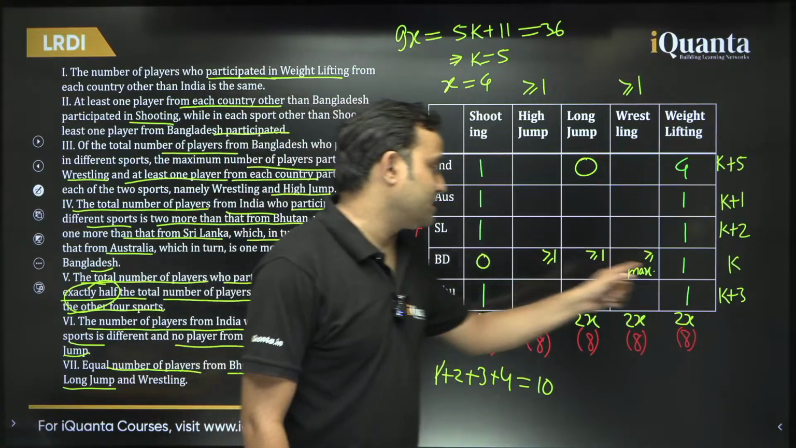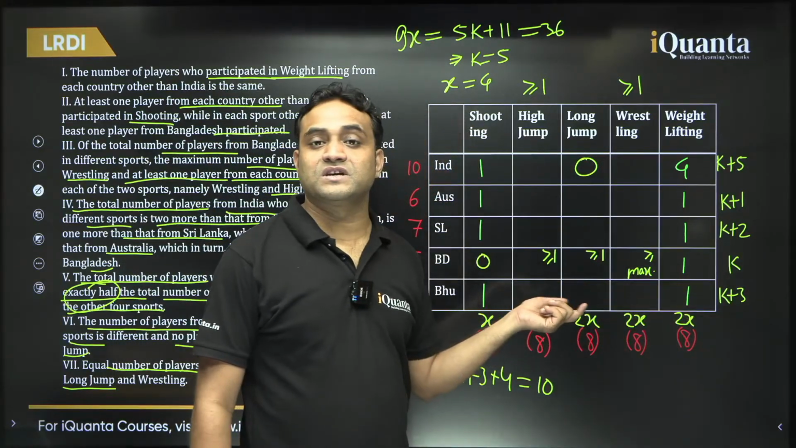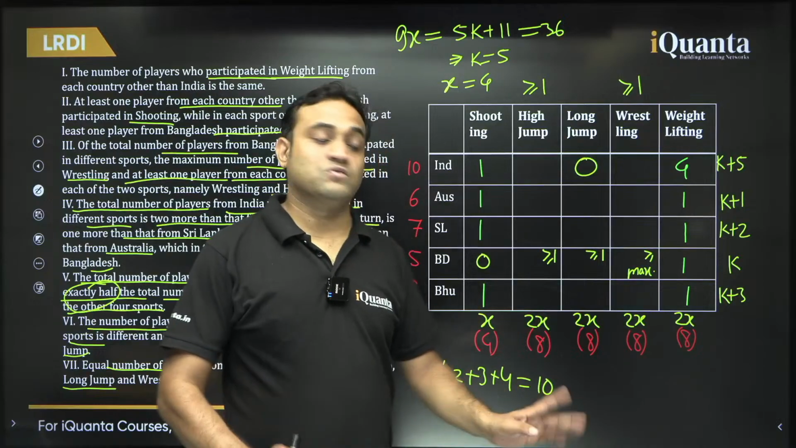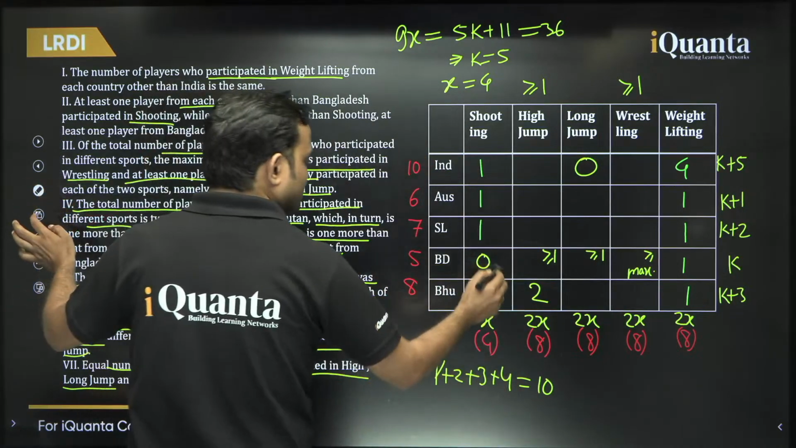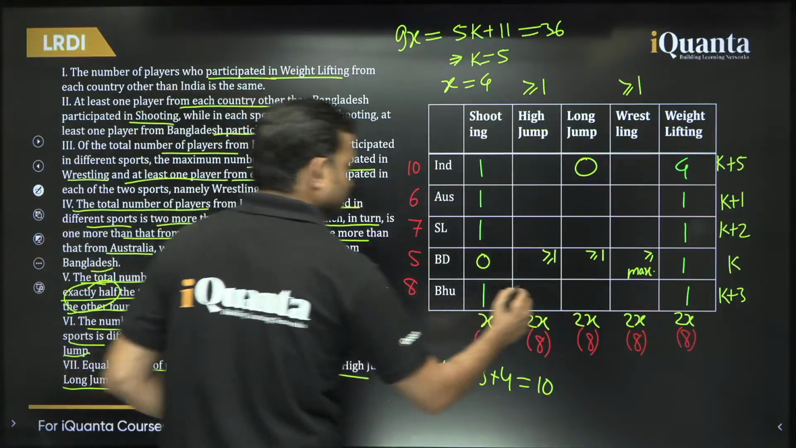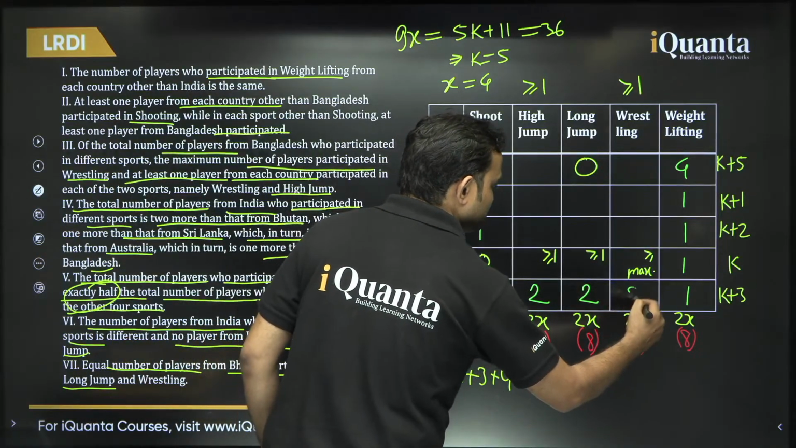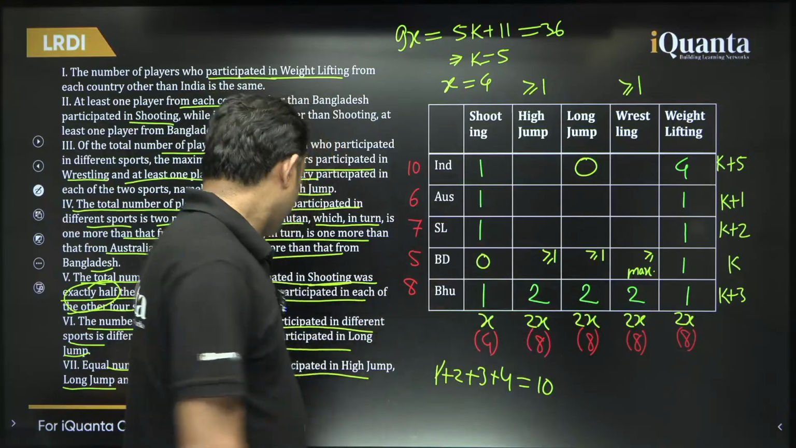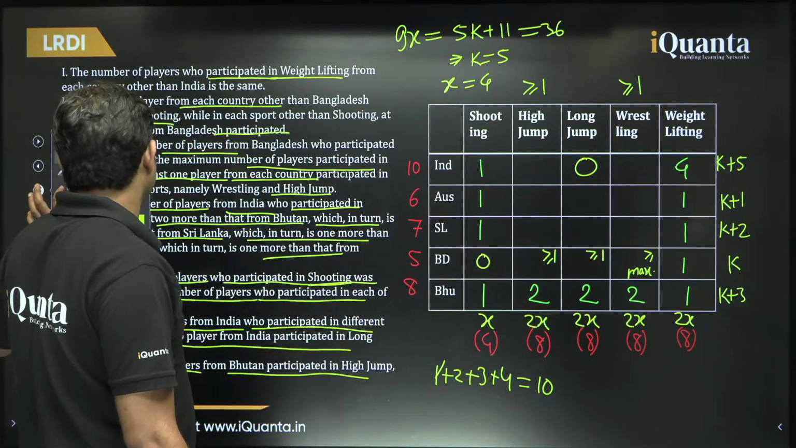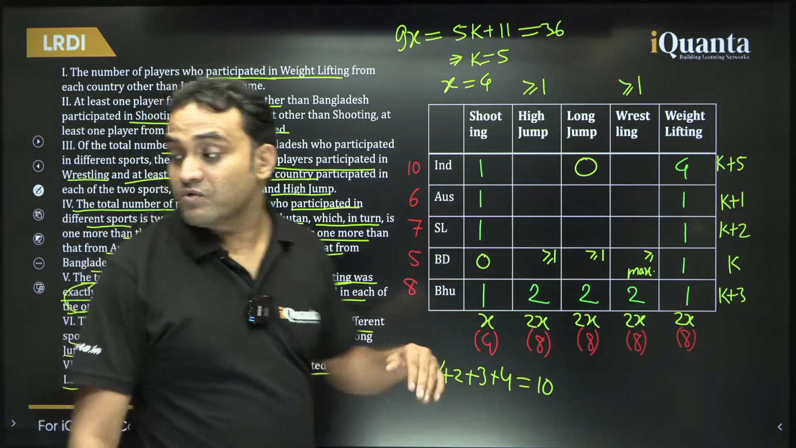If this is 1, this is 1, the sum of the rest of the 3 is 6. All are equal. Can I say all of these will be equal to 2? All of these will be 2, 2 and 2. So this value is 2, this as well is 2, this as well is 2. Now, we have used all the information, right? What do we need to do?